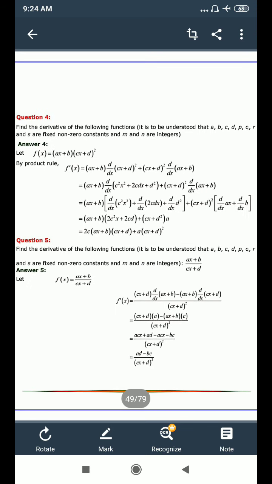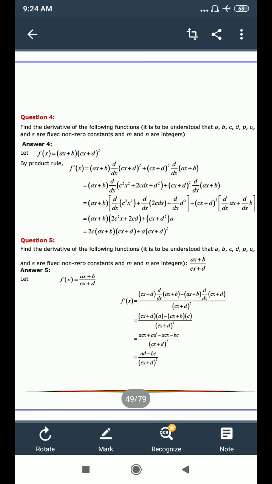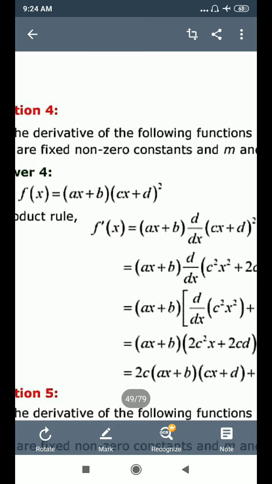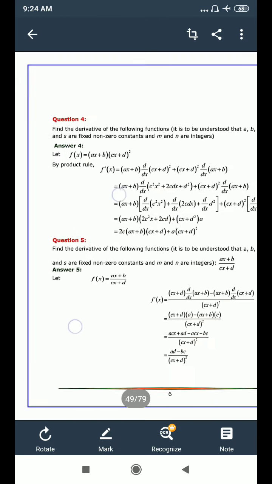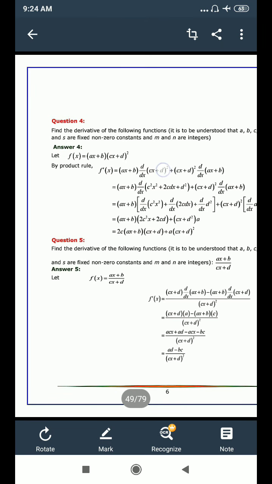Question number 4, f(x) is equal to (ax plus b) into (cx plus d) whole square. Again students, you have to apply the product rule in this, as it is the product of two functions. One is ax plus b, second is (cx plus d) whole square. So the first function as it is, that is ax plus b, differentiation of second function, that is (cx plus d) whole square. Now second function as it is, and differentiation of first function.